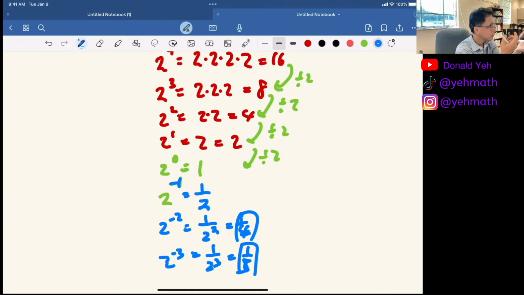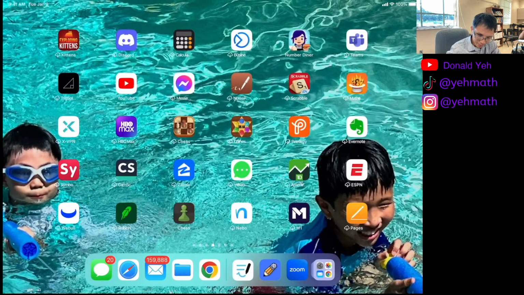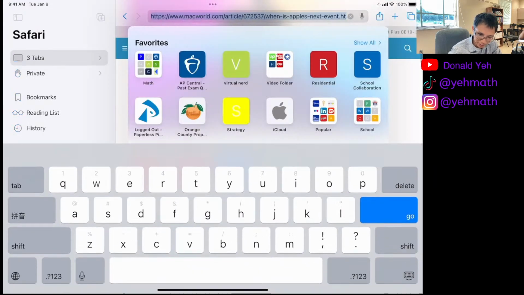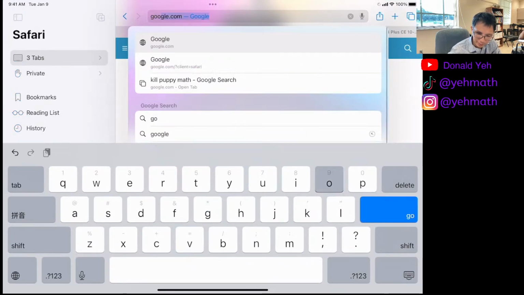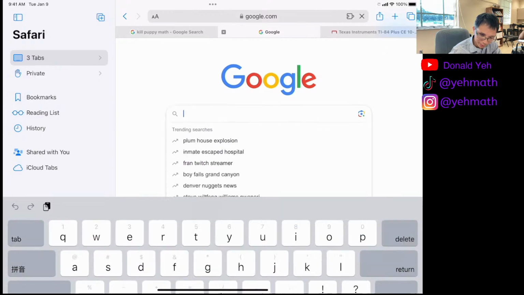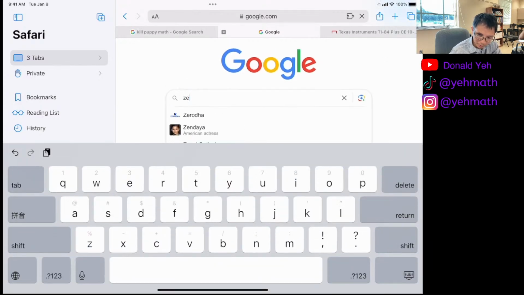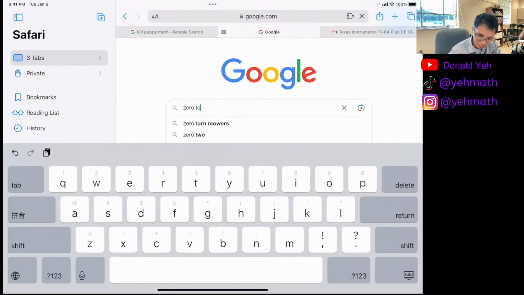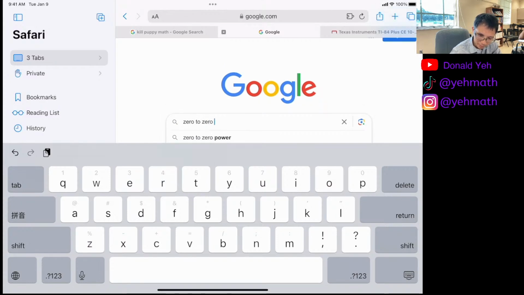So is 0 to the 0 power 1? Why not? Because you can't divide by 0. You can't divide it by 0. All right, let's ask Google. You're going to Google this. You're going to say 0 to the 0 power.